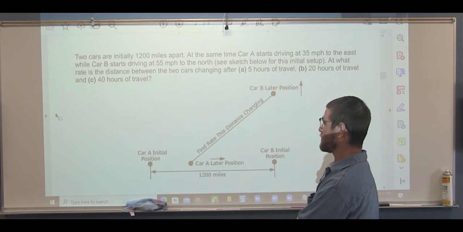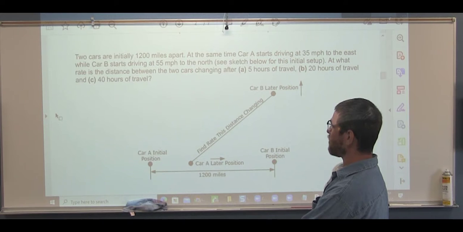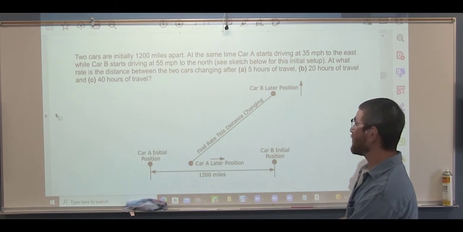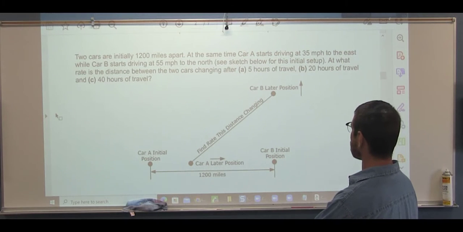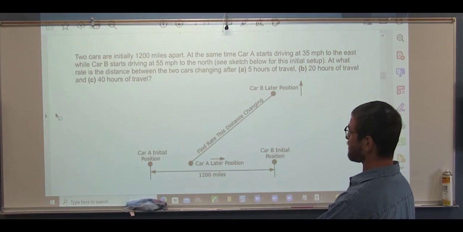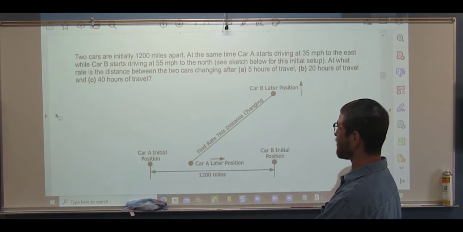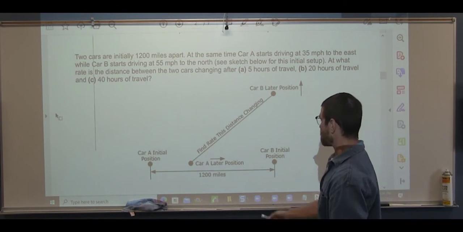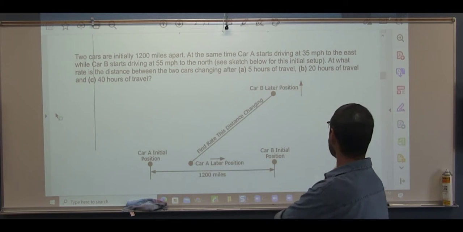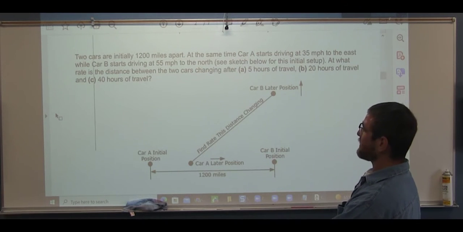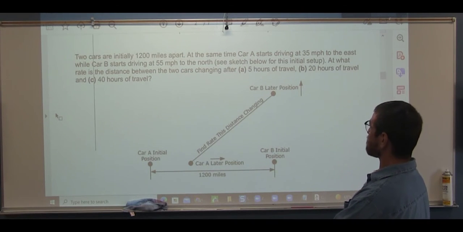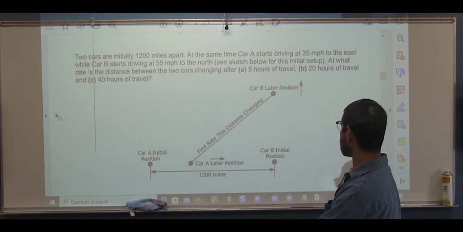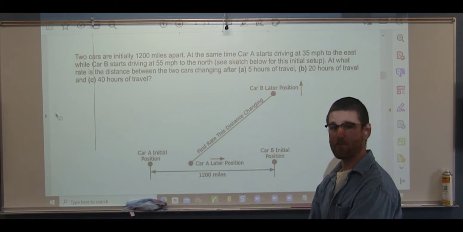Let's read the problem. Two cars are initially 1,200 miles apart, and at the same time, car A starts driving at 35 miles per hour to the east, while car B starts driving at 55 miles per hour to the north. Here's a sketch of that situation. At what rate is the distance between the two cars changing after A, 5 hours, B, 20 hours, and C, 40 hours of travel?